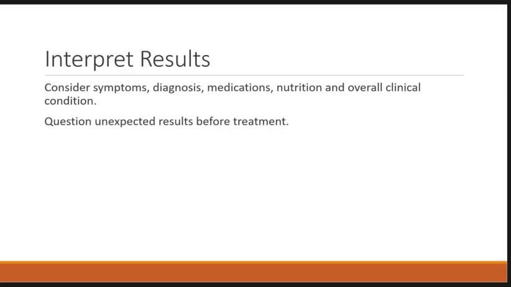A glucose value should never be interpreted in isolation, meaning just because the result is 500 does not mean that perhaps that's an accurate result. You need to look at the patient's signs and symptoms that will correlate with the result that is obtained. Unexpected results should prompt further assessment before treatment decisions are made.